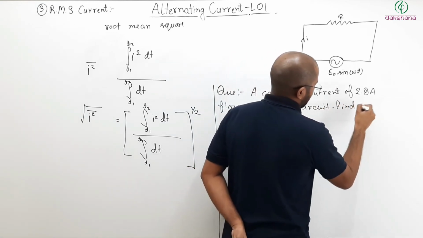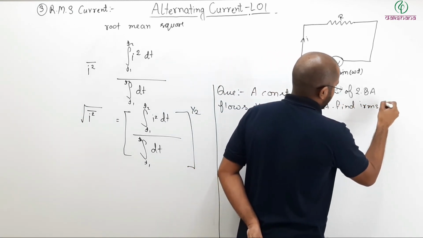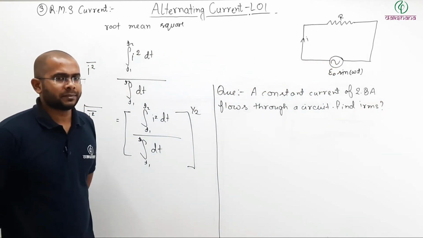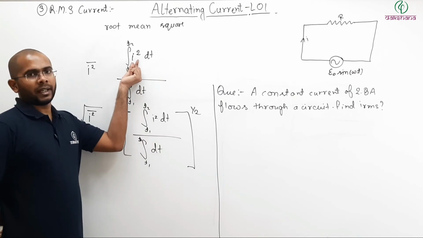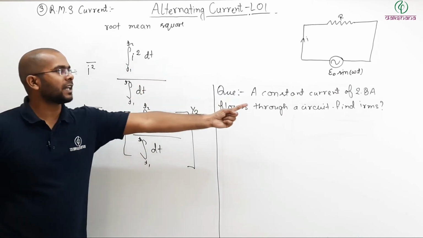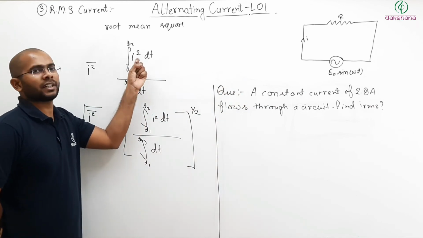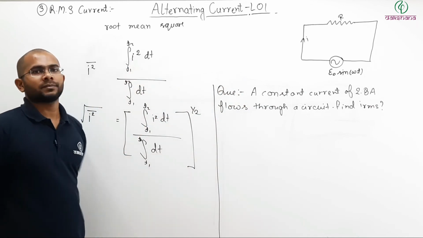Find IRMS. Very easy. Now, how do we find it? Here I can be anything. So here, if I is constant for IRMS, then this I will come outside.